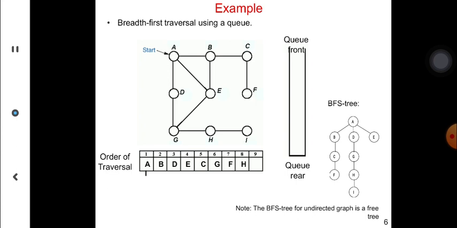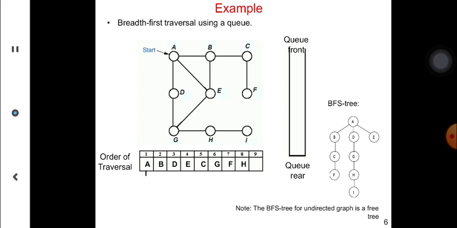Look at an example here. I have this graph, and I'm going to traverse it using the breadth first traversal technique, starting from A. What I have in the queue, the adjacent vertices of A, are B and D. After B, the adjacent vertices of B, E and C, come in. Then from D comes G, and then F, because C is adjacent to F, and then H, because H is adjacent to G.